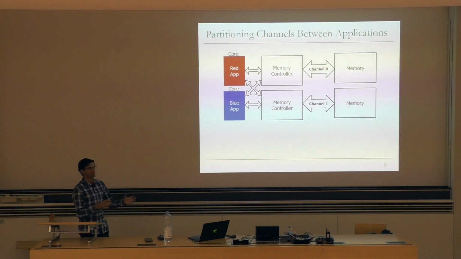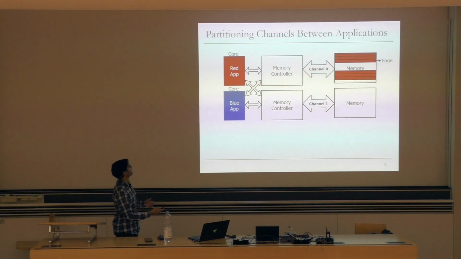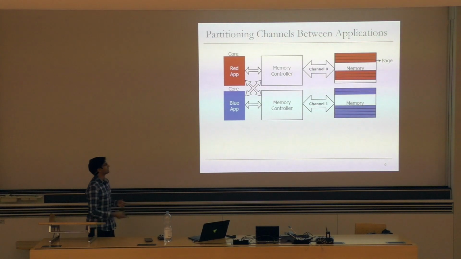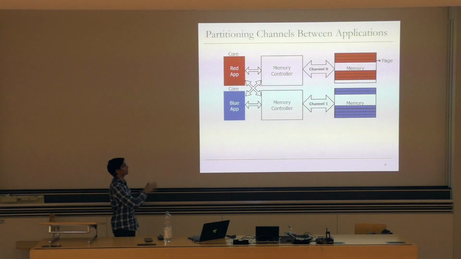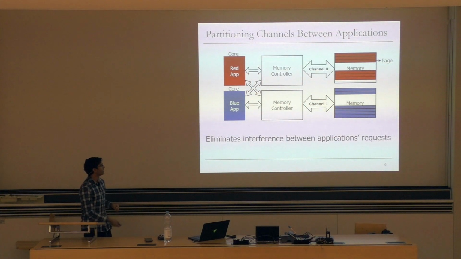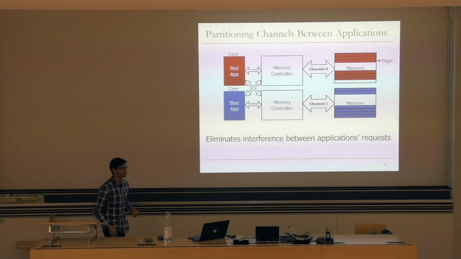If instead we do some sort of partitioning between these two different applications, let's say we give the first memory to the red application and the second memory to the blue application, we have some notion of performance isolation here, and the requests from each of the cores will go to different memory controllers. And this helps eliminate interference between the requests that these applications make.